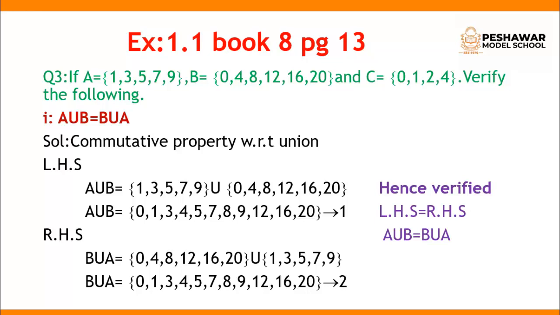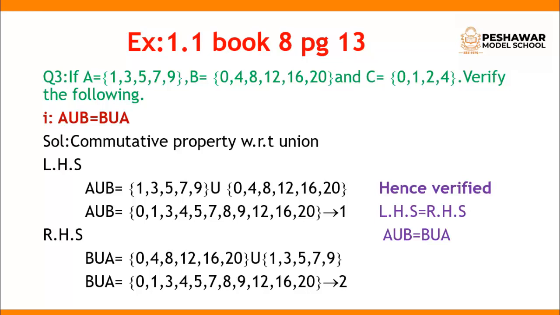Now let's see students, it is a very simple question. You already know how to solve the operation of union. In union we have to combine the two sets together without any repetition. So on the left hand side it is written A union B. A union B is equal to, first we put the elements of set A that are 1, 3, 5, 7, 9. Now we put the sign of union. Now you have to put the elements of set B that are 0, 4, 8, 12, 16, 20. Now union means we have to combine these two sets.